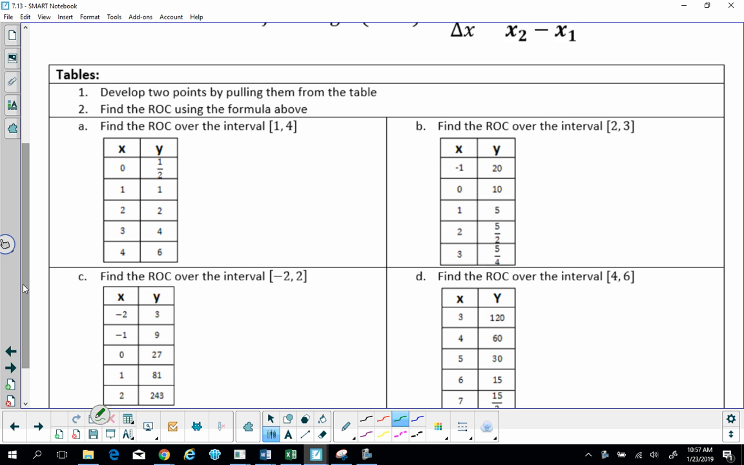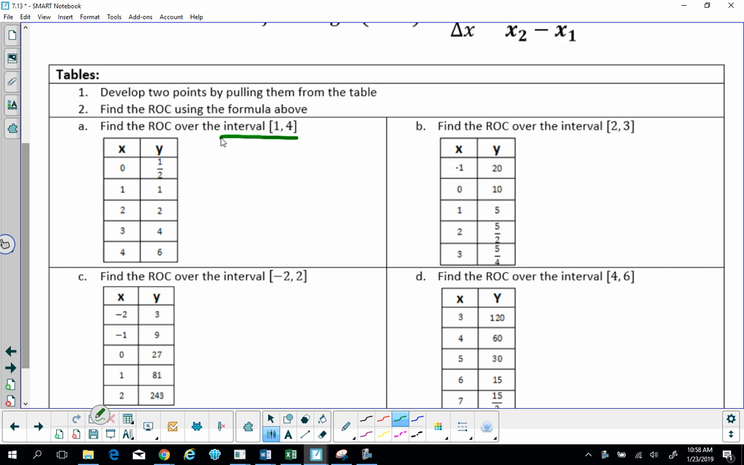Do you guys see how it says find the rate of change over an interval? Do you guys see that right here? Find the rate of change over an interval. That means because it's exponential, it's not going to be the same. Remember how we subtracted 3 each time? Exponential is not like that because it's multiplying.